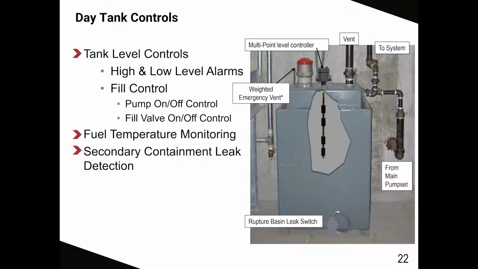Day tank controls. Day tanks inside buildings can include an open-top rupture basin for containment. Day tank level control consists of a multi-point level switch, pump on, pump off, with high and low level set points. As you see in the cutout, our low point is approximately 40% day tank capacity. This allows the facility some time to respond to the low level alarm.